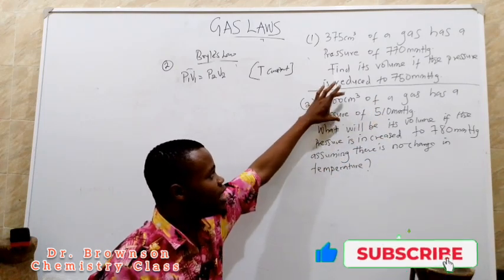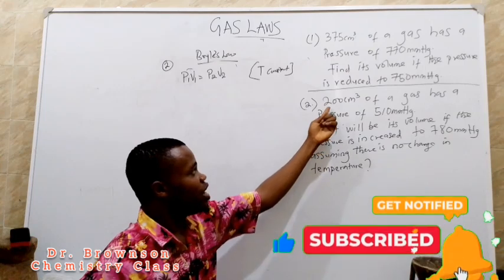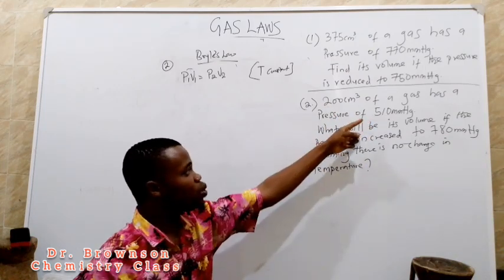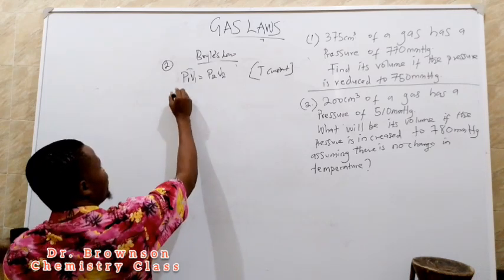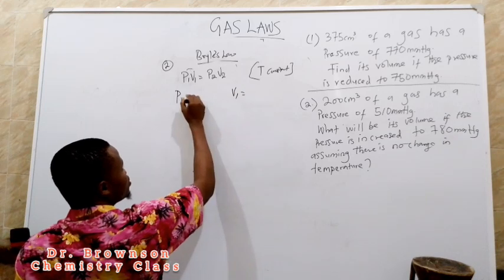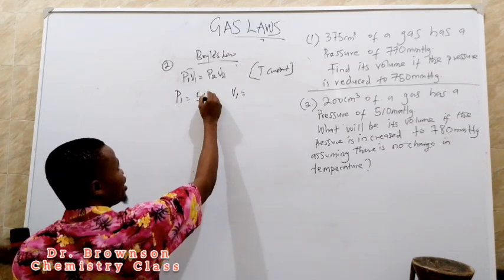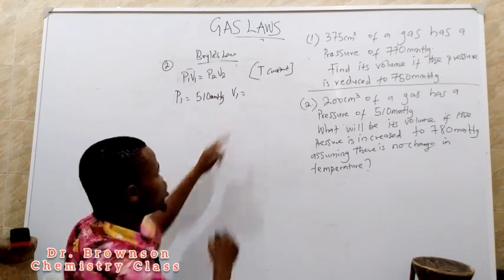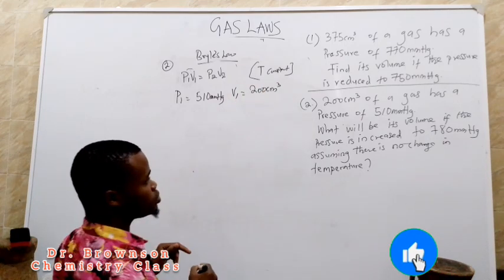So which means this is your first parameter, because you have been given your volume and your pressure. So this becomes your first parameter, which is P1 and V1. Your P1 is 510 millimeter mercury. Your V1 is 200 centimeter cube.